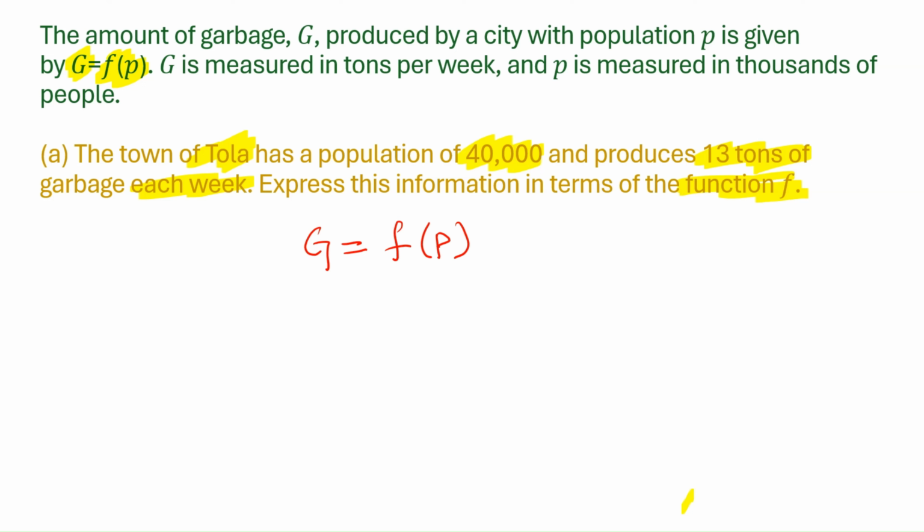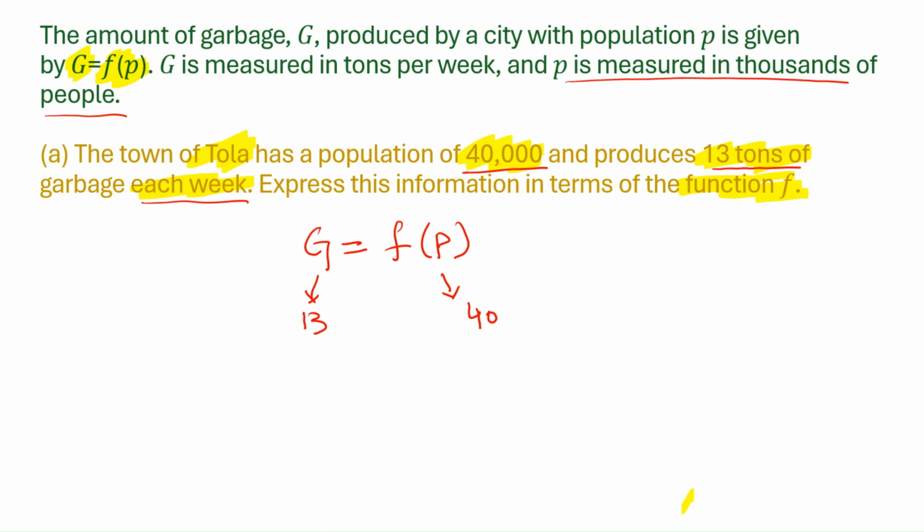Now, in the problem, we know that the town population is 40,000. So our variable p is 40, because p is measured in thousands of people. Since it is thousands of people, the value of p will be 40. Now, next is the variable g. It says it produced 13 tons of garbage each week. So we have g equals 13.